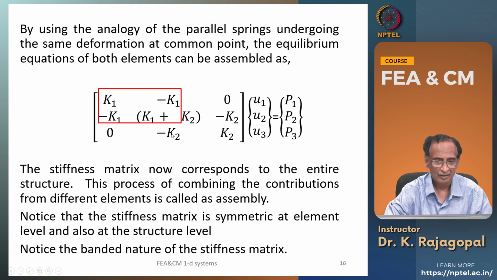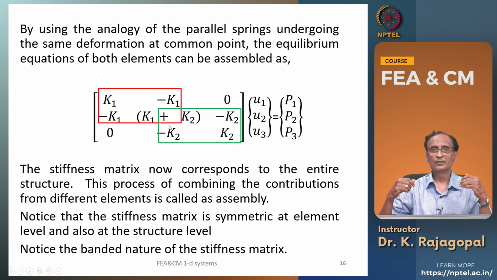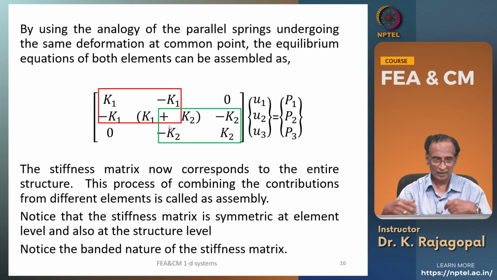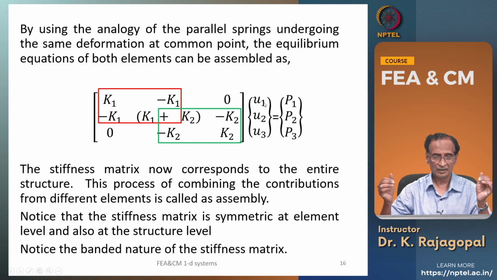So this K1, minus K1, minus K1, K1 is the contribution from element 1, and from element 2 we have K2, minus K2, minus K2 and K2, and at degree of freedom 2 the contributions of both the elements are added together. So, we have this K1 plus K2. Now the stiffness matrix and the equations correspond to the entire structure. Okay?